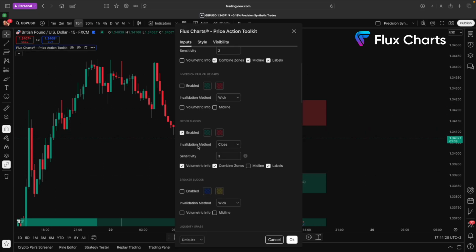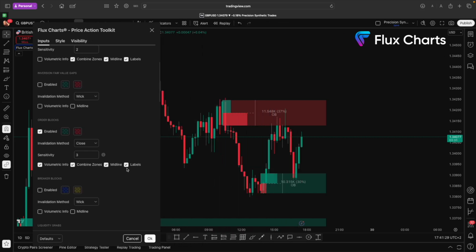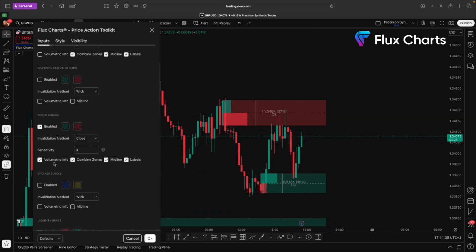So these are the settings for the order blocks that I like. You can play around with the sensitivity. You can even put in a midline. So if you like your midline, it drags this midline out on your order blocks.